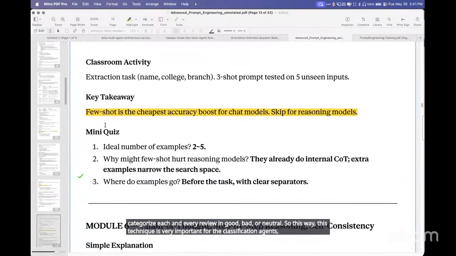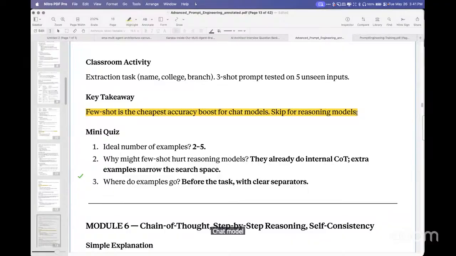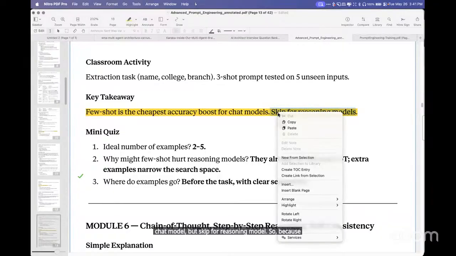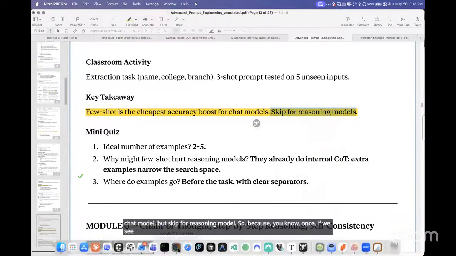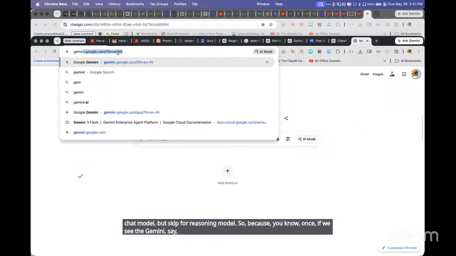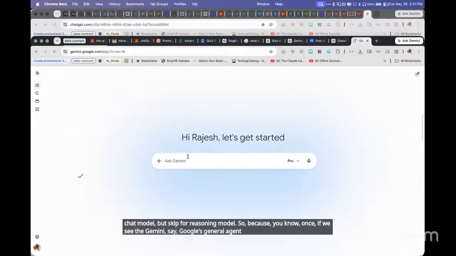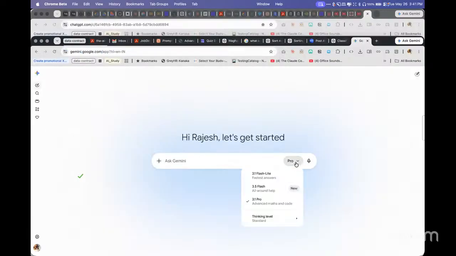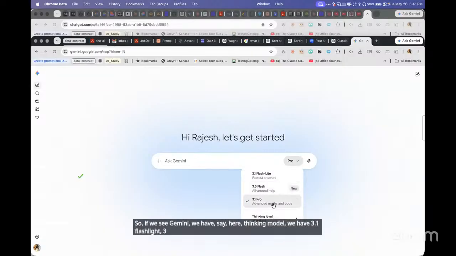And few-shot is the cheapest accuracy boost for the chat model, but skip it for the reasoning model. If we see Gemini, Google's general agent, we have the thinking model here, and we have 3.1 Flashlight, 3.5 Flash, and 3.1 Pro. In that case, 3.1 Flashlight is a non-reasoning model.